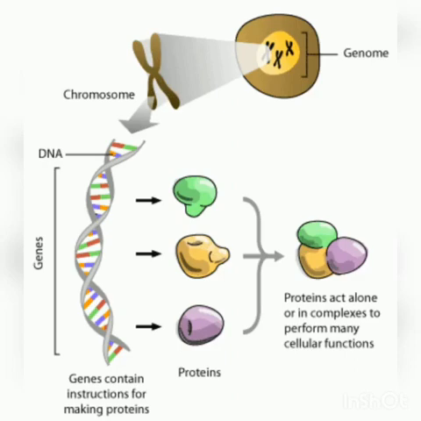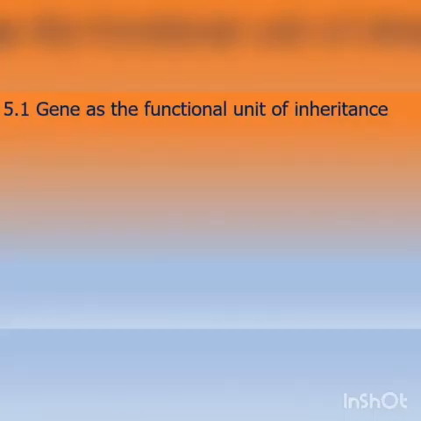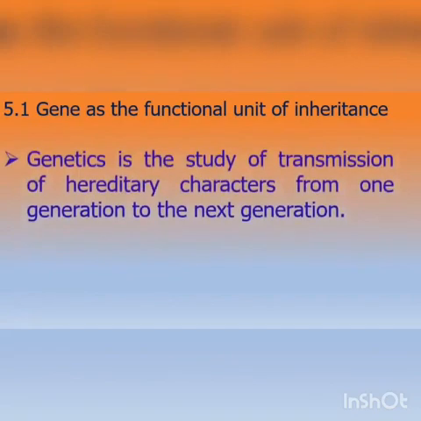In this chapter, we will discuss the gene as the functional unit of inheritance and which is the genetic material, whether it is DNA or protein. DNA is the genetic material, with several experiments, and the chemistry of nucleic acids and the RNA world. What is a gene? A gene is a basic physical and functional unit of heredity. Genes as the functional unit of inheritance.